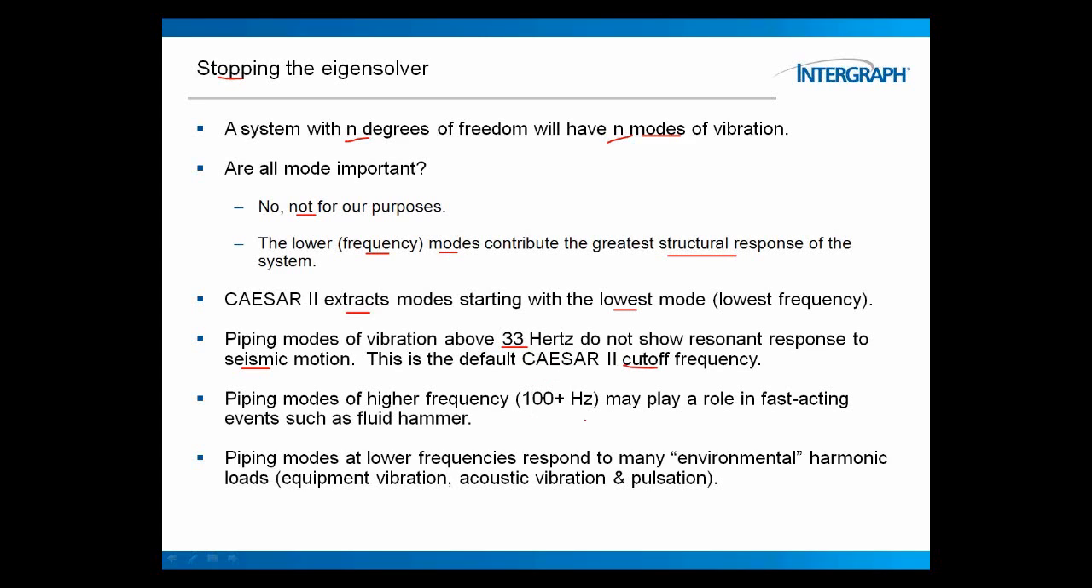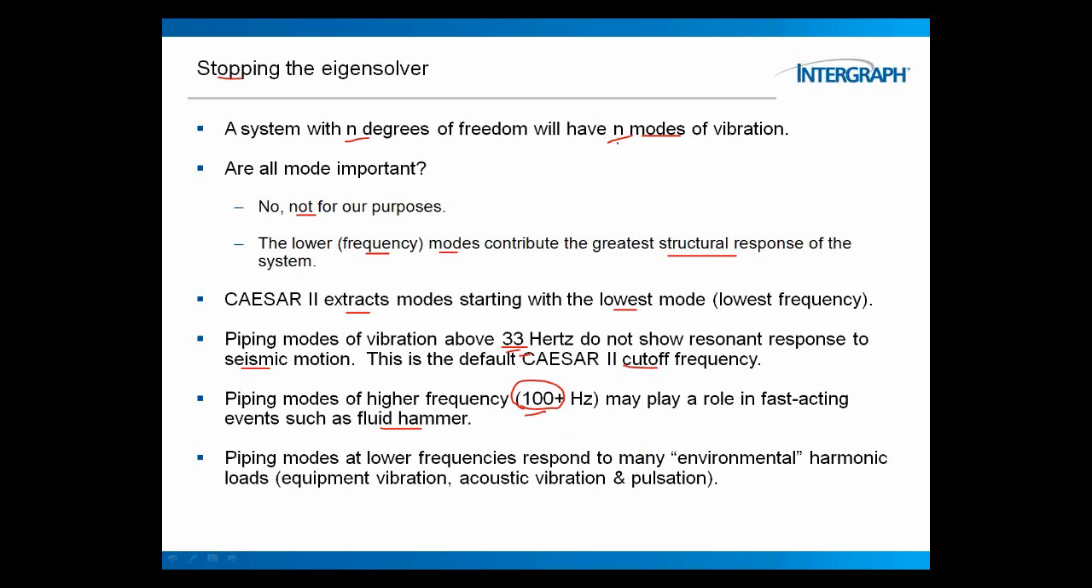Now, if I'm doing fast-acting loads, so let's say a fluid hammer or something like that, I might be concerned about frequencies up to 100 hertz or even higher. So in these cases, for these types of loads, I might want to increase my frequency cutoff beyond 33 hertz, up to 100 or maybe 200 hertz. Depends on the speed of your machine and the size of the model. It doesn't really cost you too much to do that. In many cases, if you're worried about environmental loads, harmonic loads like equipment vibration or acoustic vibration or pulsation, usually you're much lower than even 33 hertz. So if you need to, you can stop it even before 33 hertz.